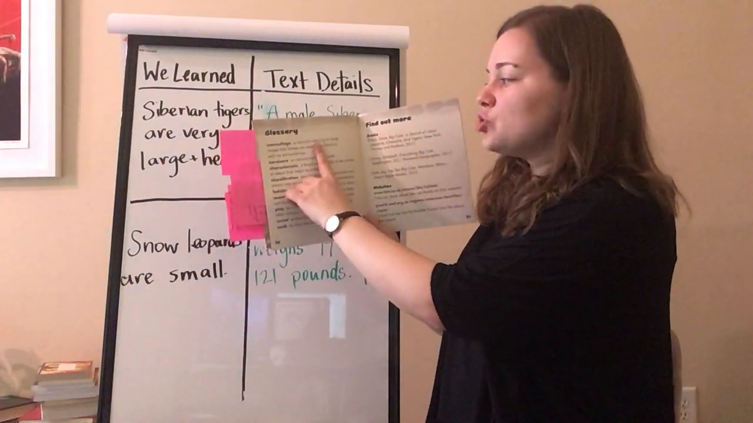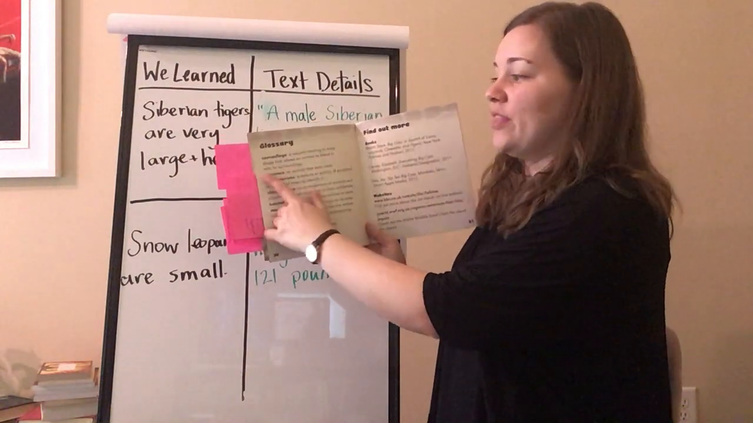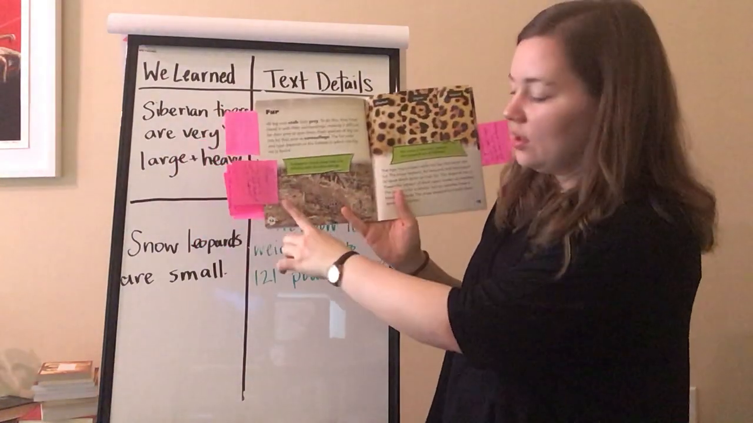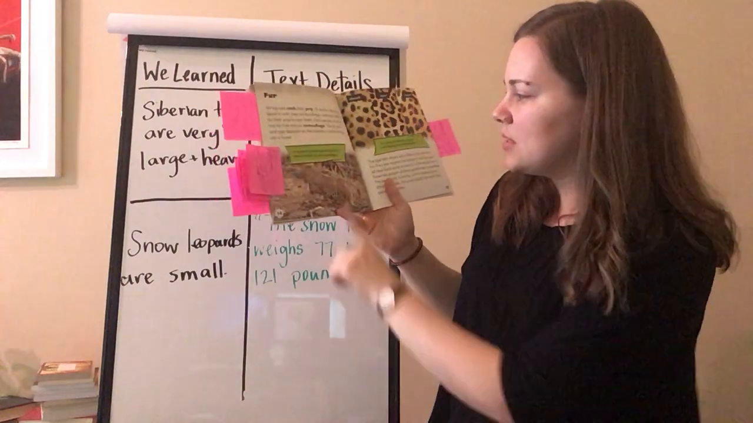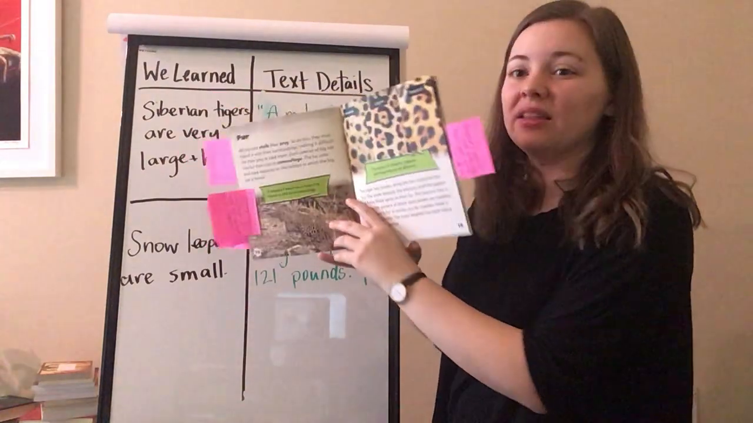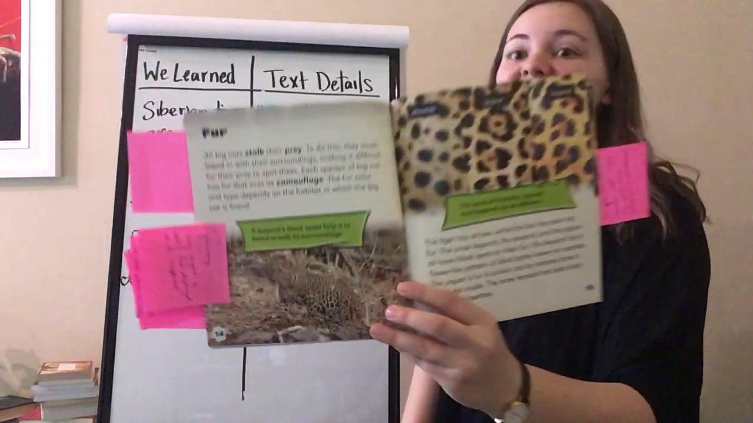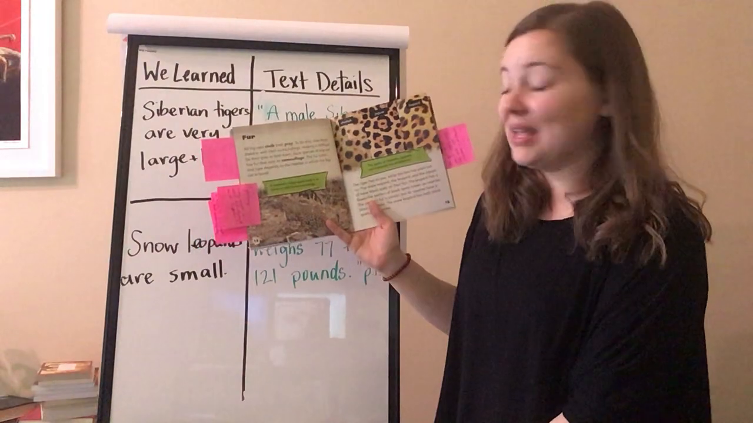Camouflage, a natural coloring or body shape that allows an animal to blend in with its surroundings. Looking at these pictures, can you even tell? You might be able to tell a little bit that there's a leopard, but it's kind of hard to see because it's got that fur that is camouflaged. That's super cool that animals have that, especially big cats.